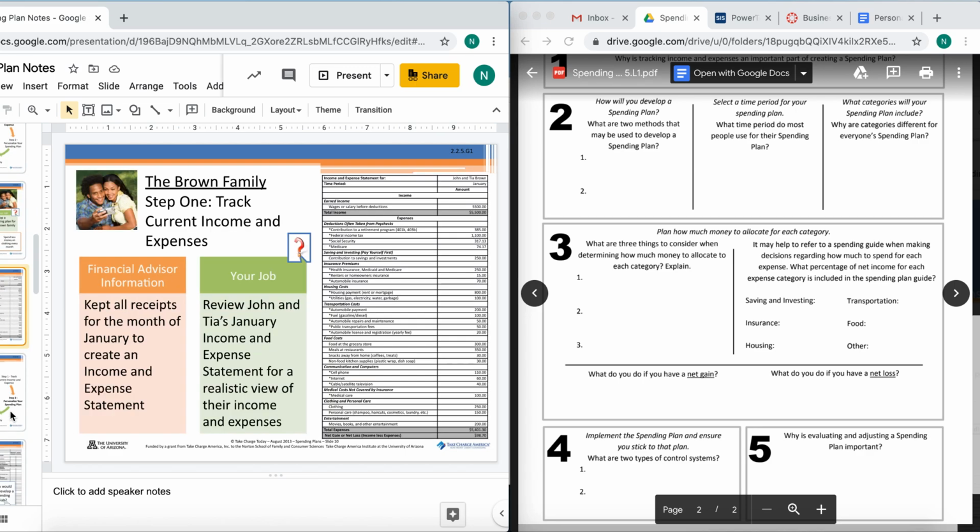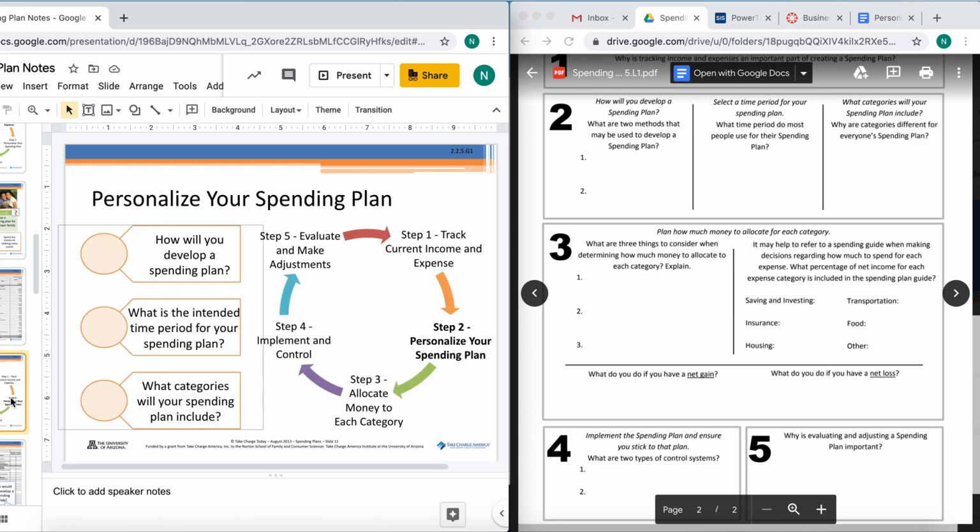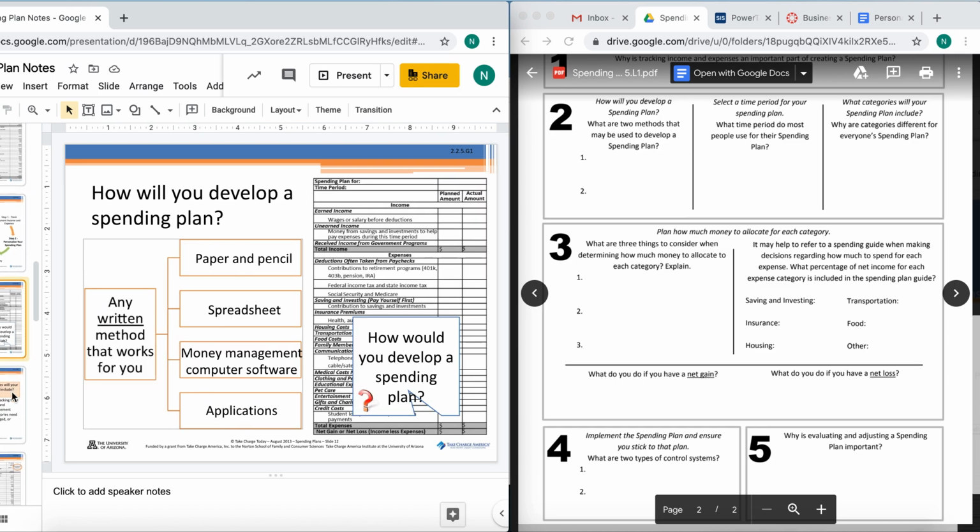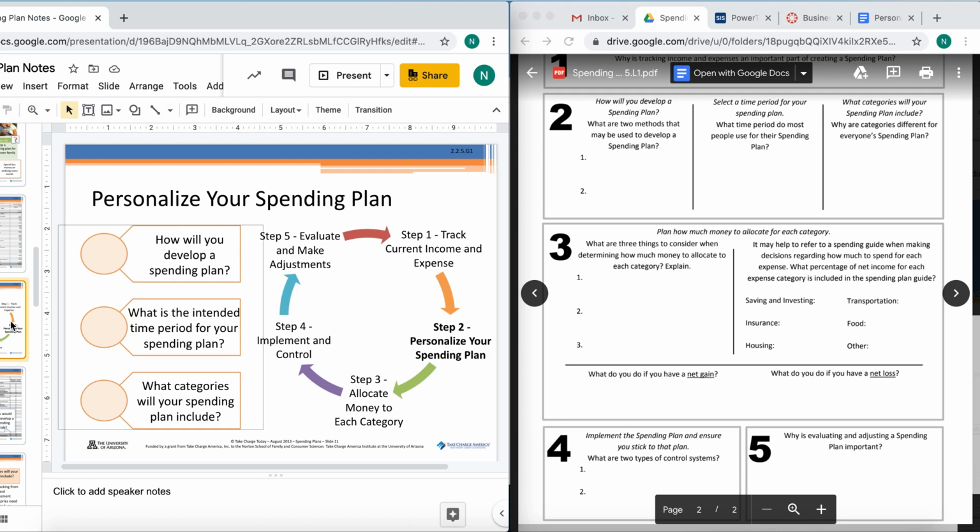Like I said, we're going to skip past some of this, and then we're going to come back to it when we think about our Brown family spending plan. So then we have step 2, and this is about personalizing our spending plan. We're going to ask ourselves these 3 questions.